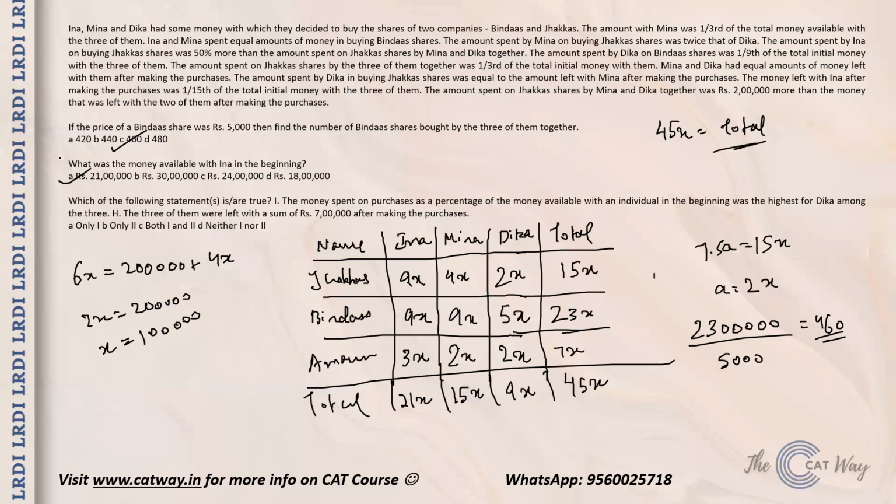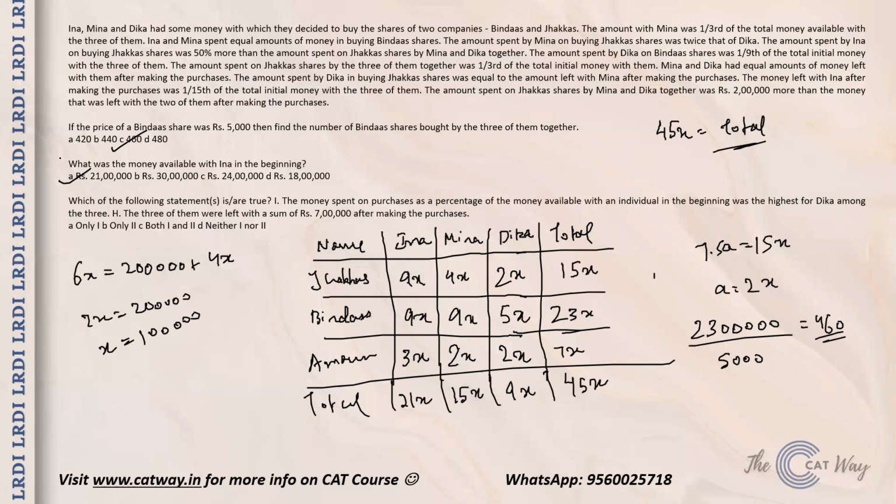So the first point is that money spent on purchase as a percentage of money available with the individual in the beginning was highest for Dika. So if you see, Ina has spent 18x out of 21x. That is basically 6 by 7, and 6 by 7 is roughly 85%.